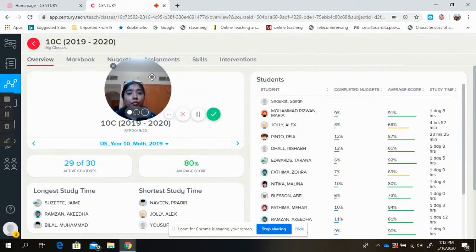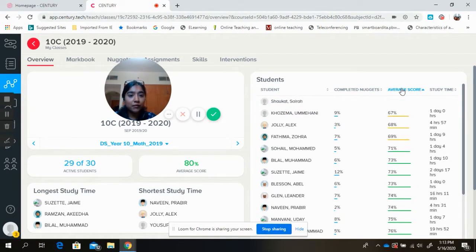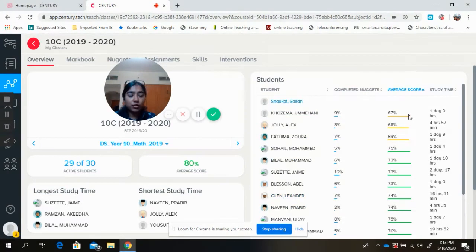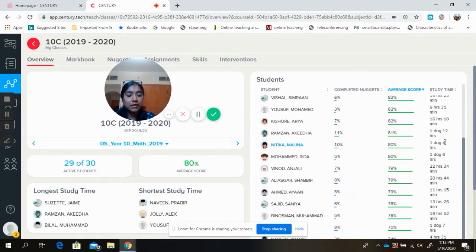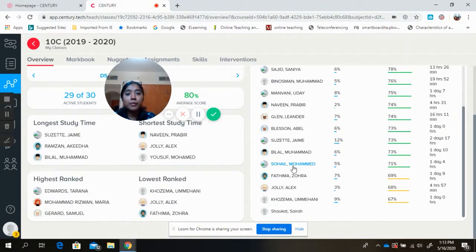On the right side of the overview page, you've got the names. The main two important columns that I look at are the average score. When I click on the average score, it arranges in descending or ascending order as per your choice. If I go with descending order, it gives me the top performers with how much total study time for all the nuggets assigned so far, and also the bottom liners who probably need more help and more focus.